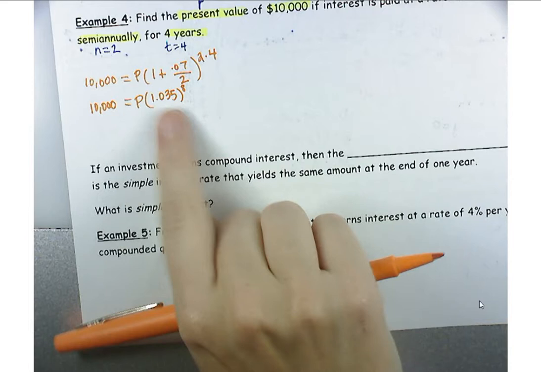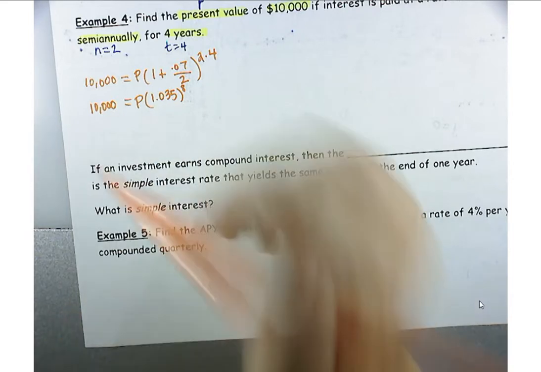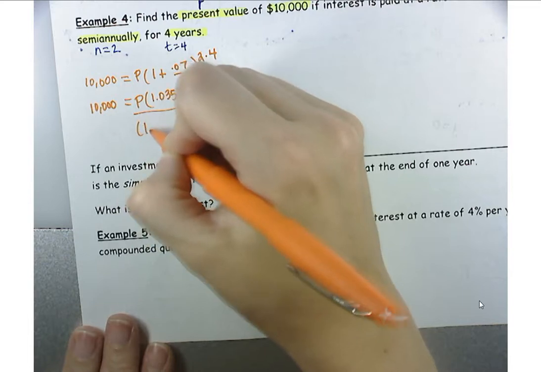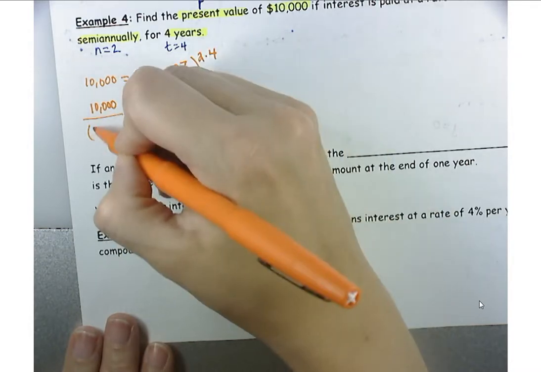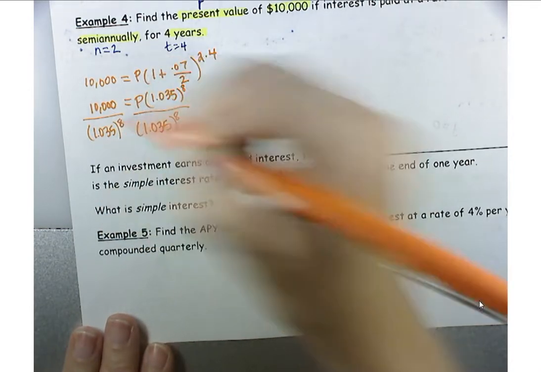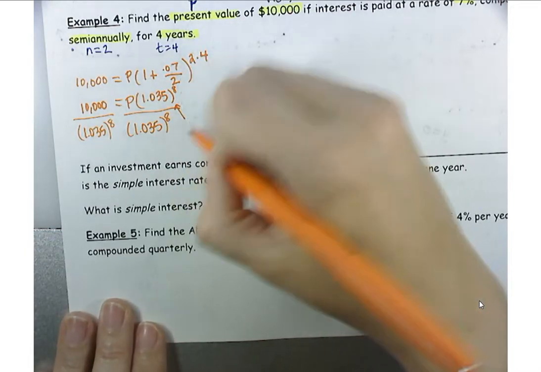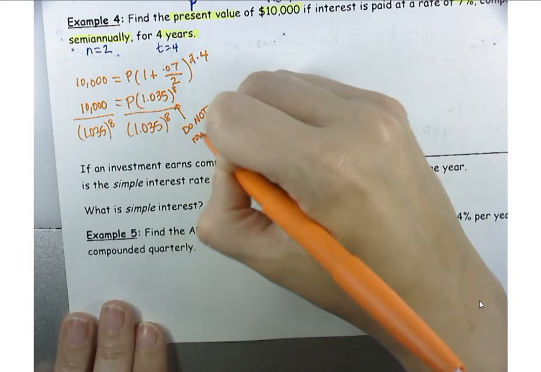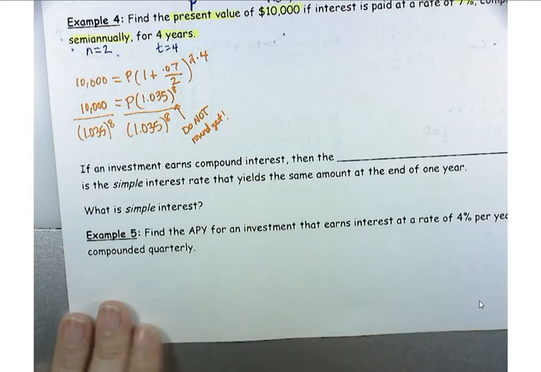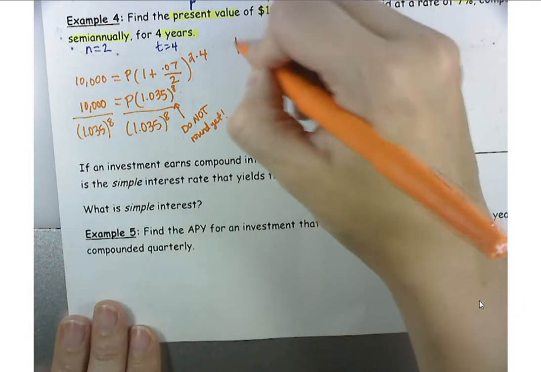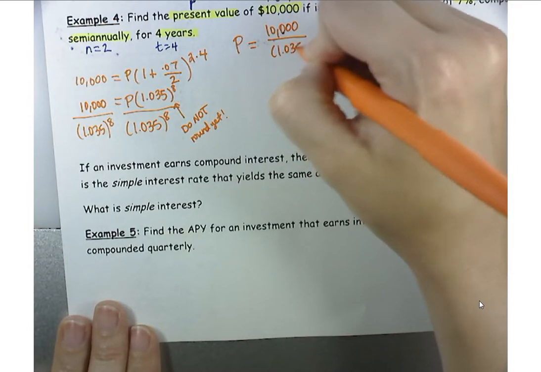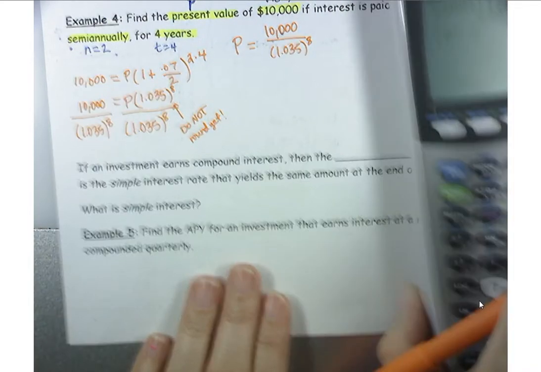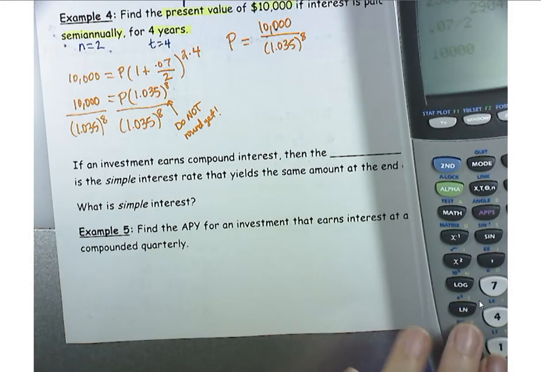And then these are stuck together with multiplication. So if I'm going to get P by itself, I'm going to divide by 1.035 to the 8th. And the reason why I'm writing it like that is because I don't want to round. Okay, so do not round this. Okay, so we're not going to round until we get to the very end. Okay, so we're going to do 10,000 divided by 1.035 to the 8th. So 10,000 divided by 1.035.